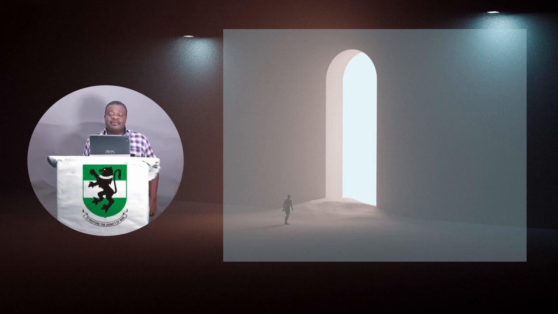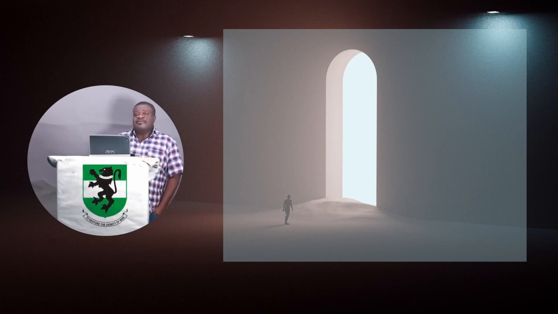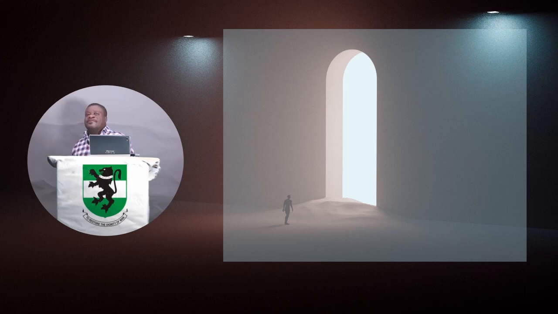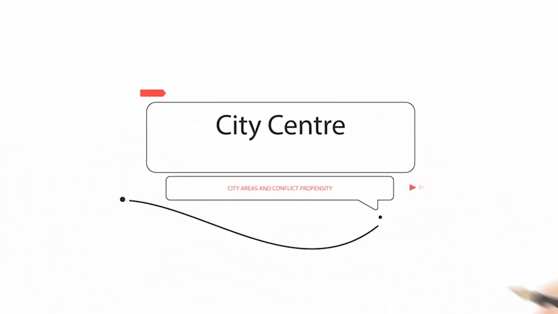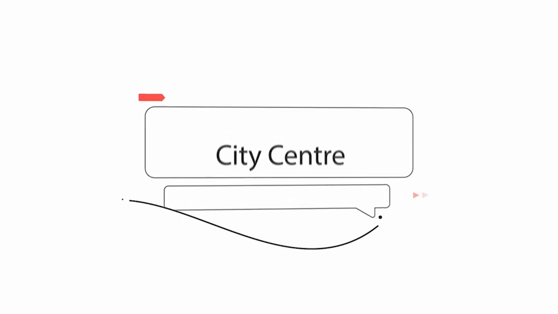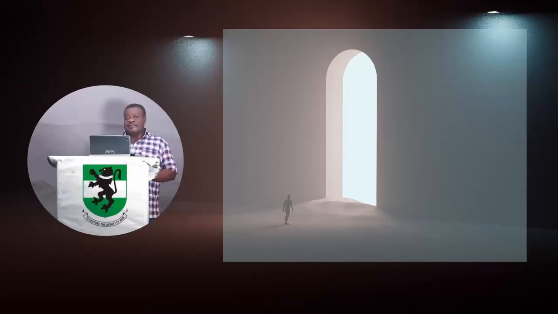Then city areas and conflict propensity. In this section, we are looking at the relationship between different areas of the city and the likelihood of conflict. The first one is the city center. The city center is like the hyperactive part of the city. It is also known as the Central Business District.